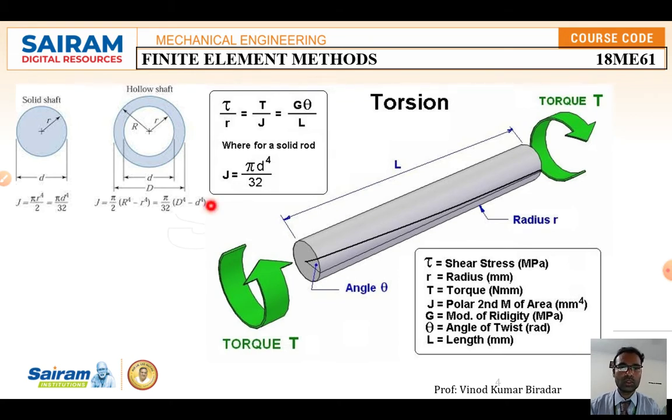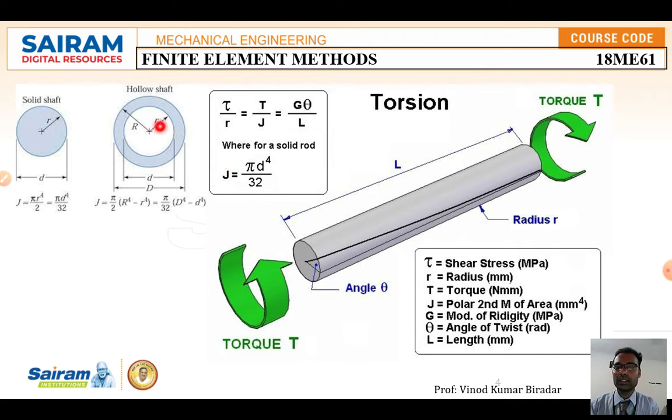So look at this torsion formula. The shear stress tau over R equals T by J, which is equal to G theta by L. This is for the solid element. J is equal to pi d to the power of 4 by 32 for a solid rod. I am going to use this formula while solving problems. Depending upon the given problem, it may be a solid cylindrical structure or a hollow cylindrical structure. For the solid structure we calculate J as pi d to the power of 4 by 32.